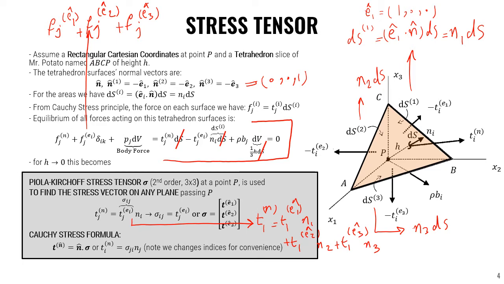That's an important formula to memorize. In other words, we can say that for the ij elements of sigma, the first subscript i is the surface normal direction of the traction vector, and the second subscript j is the stress component direction.